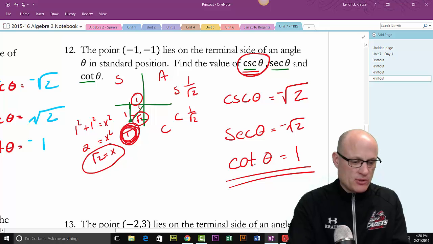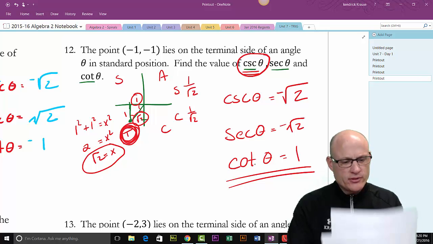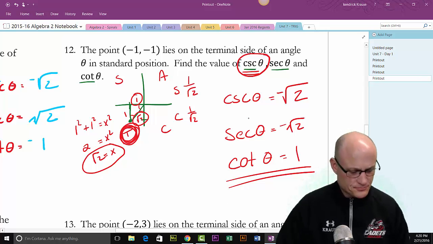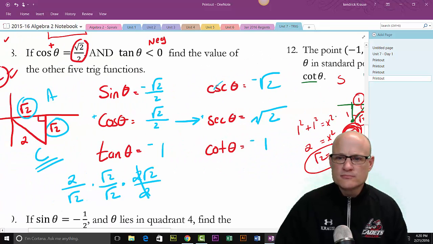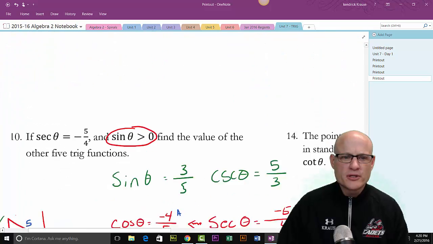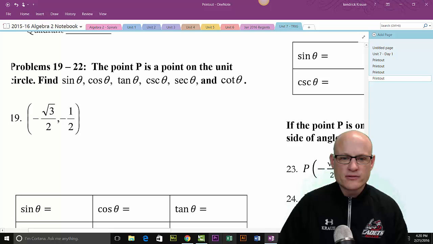Next problem I want to do is 19. I'm going to turn the page. You're going to come down here. Those you should be able to figure out. What is this?